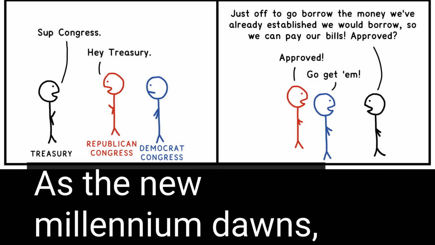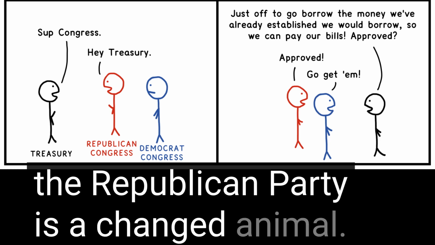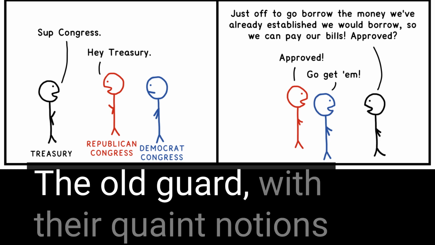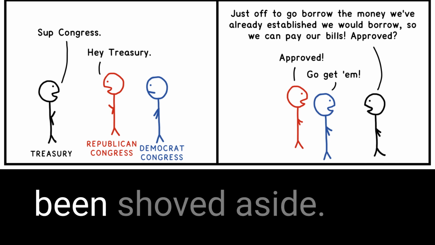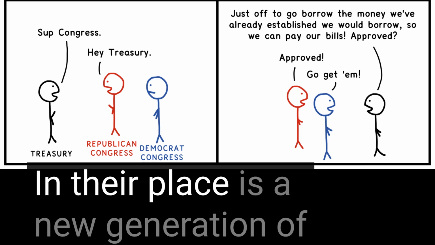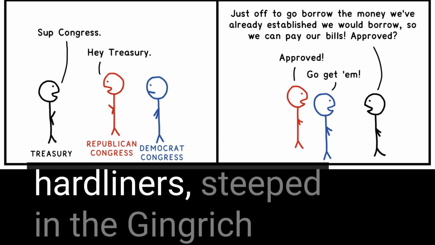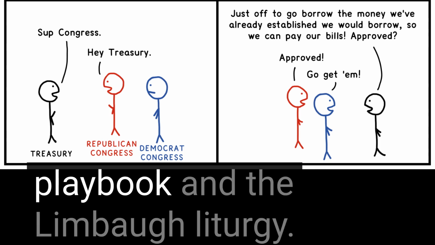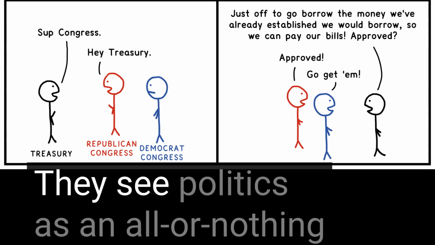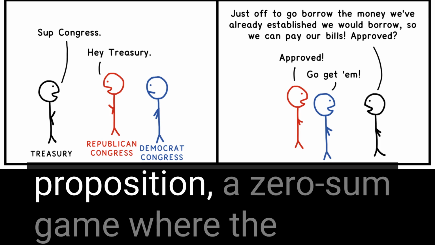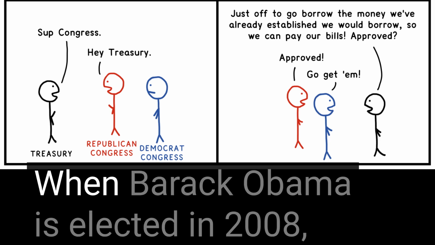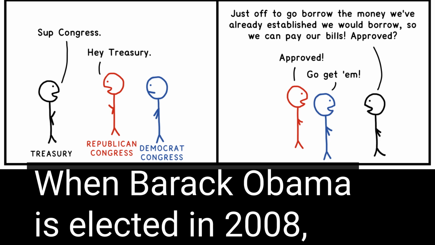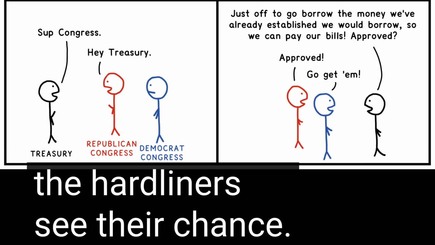As the new millennium dawns, the Republican Party is a changed animal. The old guard, with their quaint notions of bipartisanship and civil discourse, have been shoved aside. In their place is a new generation of hardliners, steeped in the Gingrich playbook and the Limbaugh liturgy. They see politics as an all-or-nothing proposition, a zero-sum game where the only way to win is to pummel the other side into submission. When Barack Obama is elected in 2008, the hardliners see their chance.